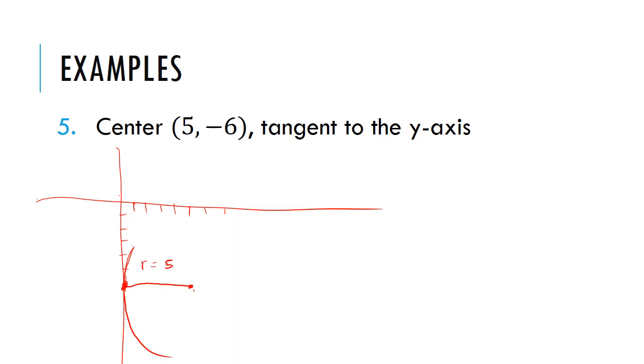Therefore, the standard equation would become (x minus 5) squared plus, here are our h and k, (y plus 6) squared, because it is minus negative 6, equals the radius 5 squared, which is 25.